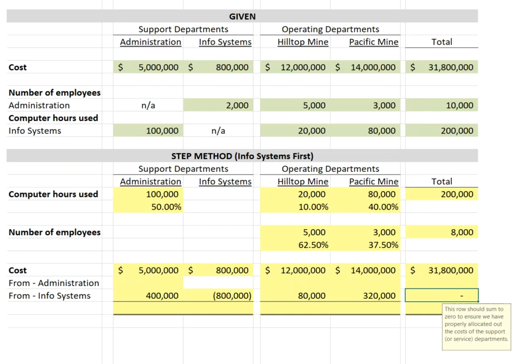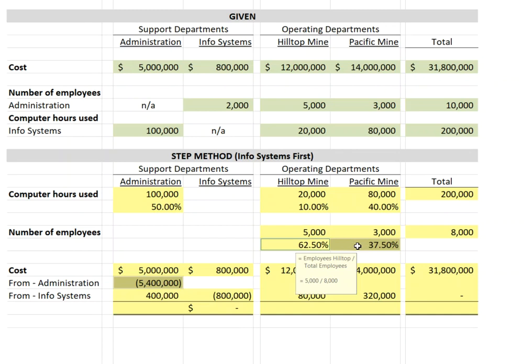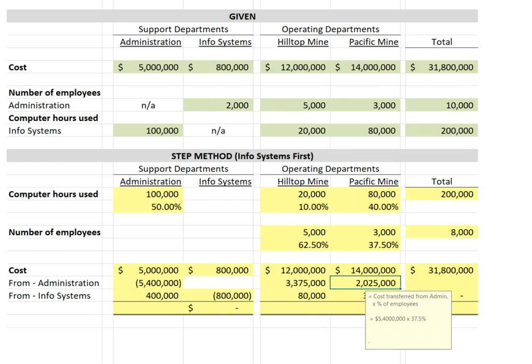The next step is we want to allocate the 5.4 million in cost in the admin department, which includes 5 million in direct costs and 400,000 in indirect costs coming in from information systems. We want to allocate that out. And again, we're allocating that out on the basis of number of employees. We've closed out or zeroed out information systems, and we will not allocate costs back into information systems. So 62.5% of the 5.4 million, or $3,375,000, will be allocated to the Hilltop Mine. The remaining 37.5%, or $2,025,000, will be allocated to the Pacific Mine.